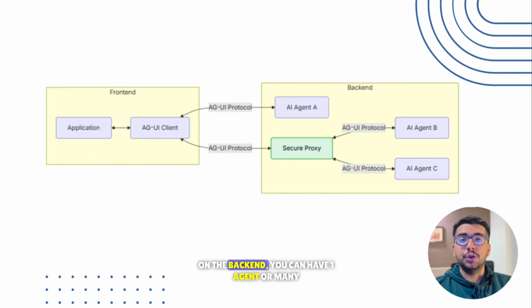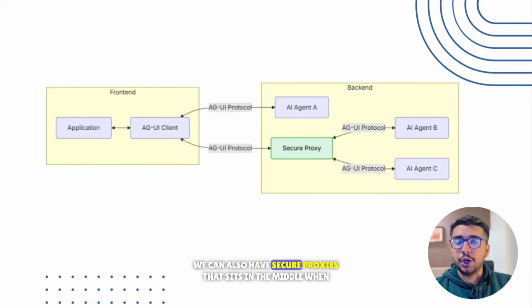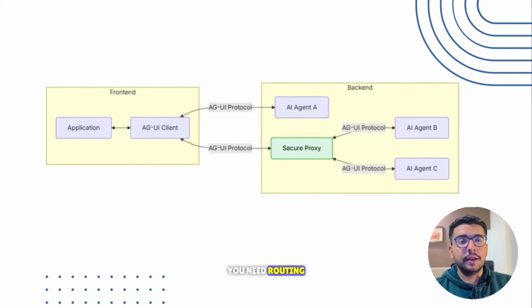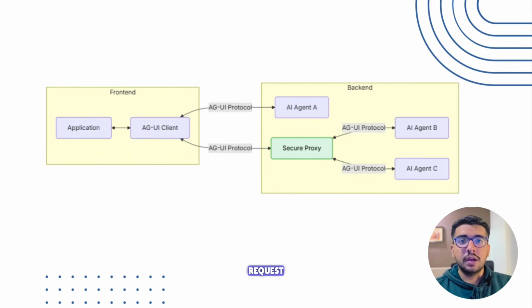On the back end, you can have one agent or many, and they can be FastAPI, Microsoft's Agent Framework, or LangGraph as well. Anything that can emit AGUI events, we can have it in the backend. We can also have secure proxies that sit in the middle when you need routing, permission checks, or to pick which agent should handle a request. We can have those secure proxies as well.